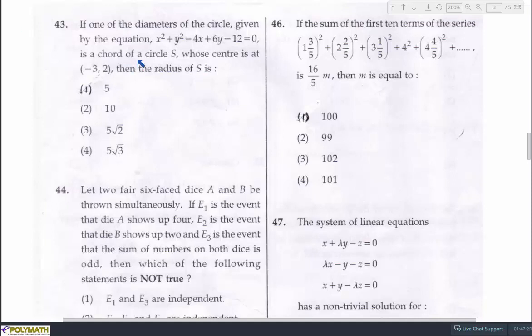If one of the diameters of the circle given by the equation, circle equation is very much given, is a chord of a circle S whose center is at -3, 2, then the radius of S is. What is the data given there? Just understand. A circle is very much given.